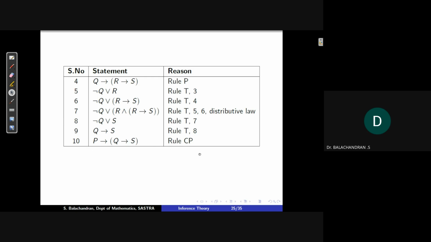So now I will go to the next problem. Because here P is an additional premise. Okay, so again I will tell you, using P as an additional premise and the given premises, if I get Q implies S, we will get P implies Q implies S from the given premises alone. So that is called rule CP.